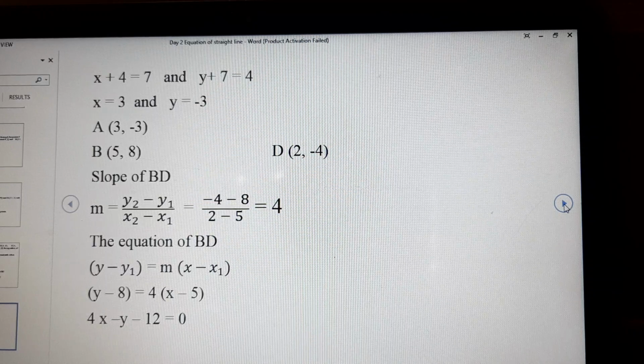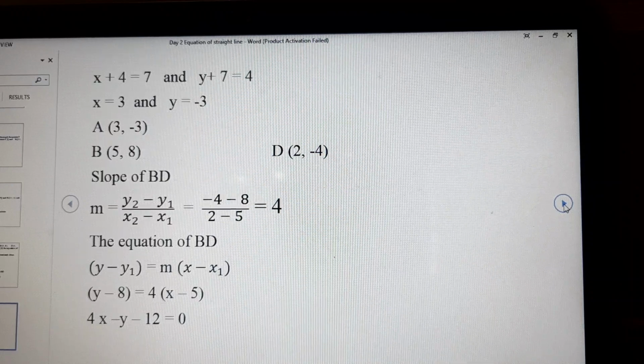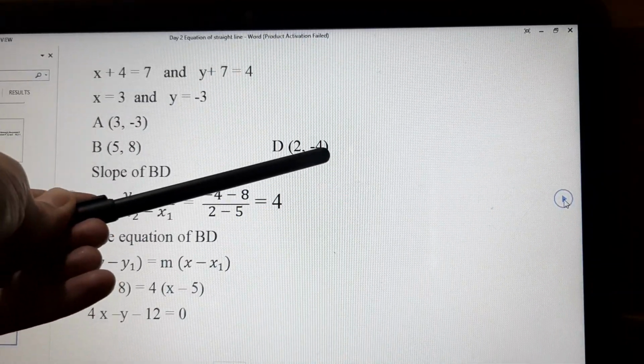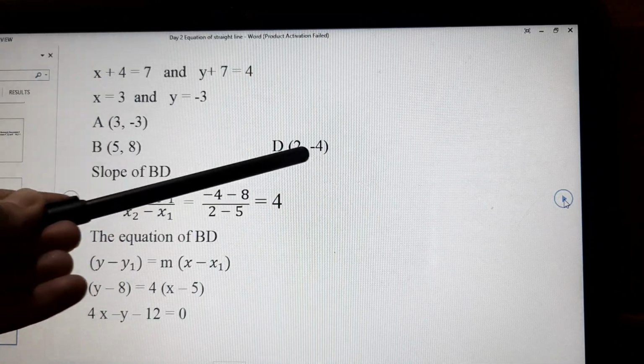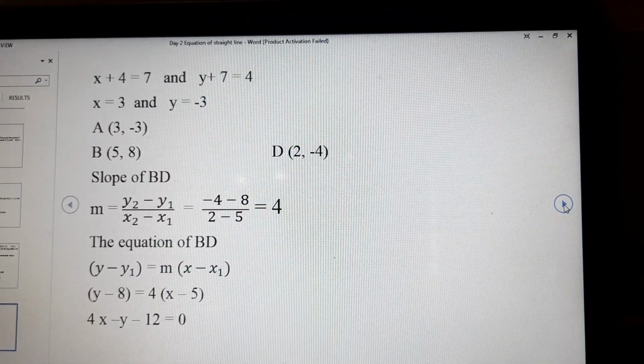Now we have to find out the equation of line segment BD. We are using the same formula. First we will calculate the slope: m is equal to (y2 minus y1) upon (x2 minus x1). We have written it like that. This is x1, y1. This is x2, y2. Minus 4 minus 8 divided by 2 minus 5. Clear? So it becomes 4.